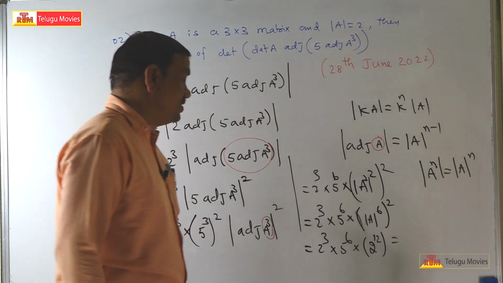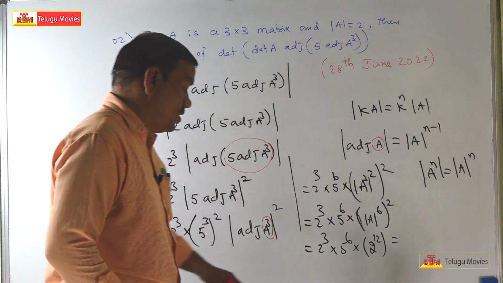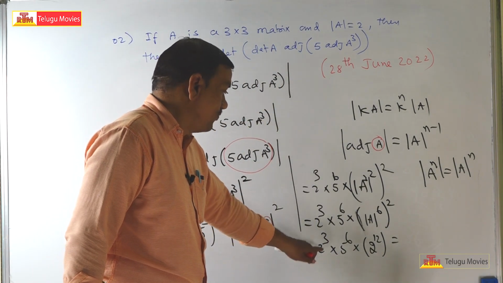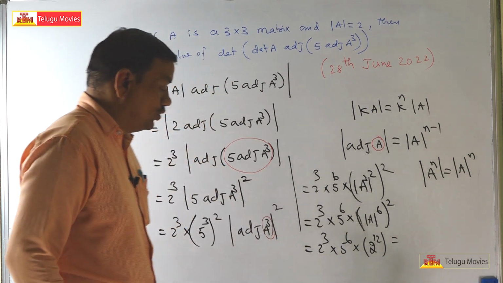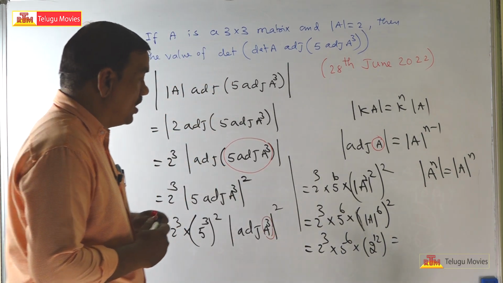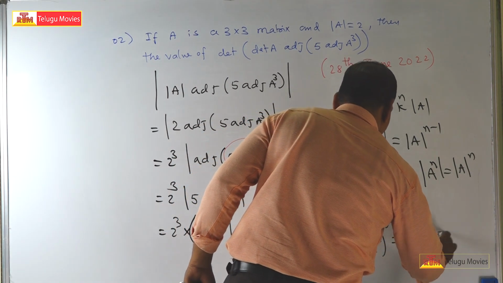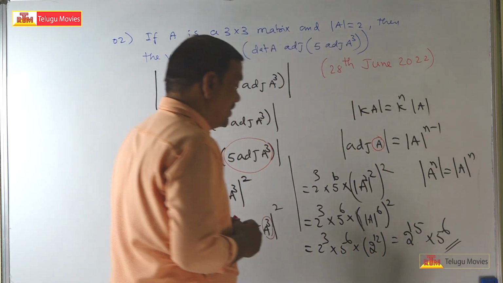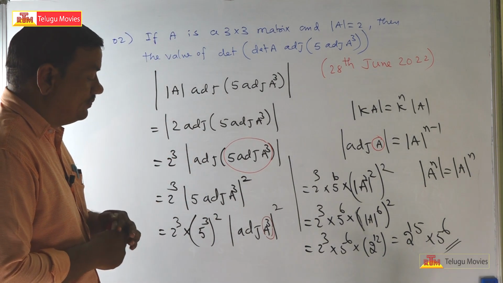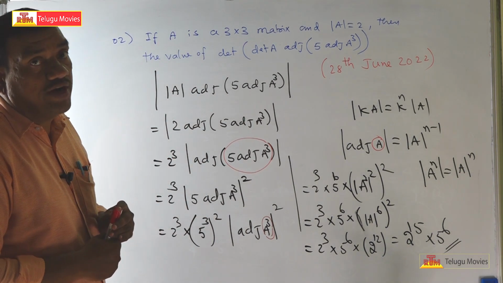Okay, so on the whole you will get 2 to the power of 3 plus 2 into 2 to the power of 12. So total 2 to the power of 15 into 5 to the power of 6. So this is 2 to the power of 15 into 5 to the power of 6.